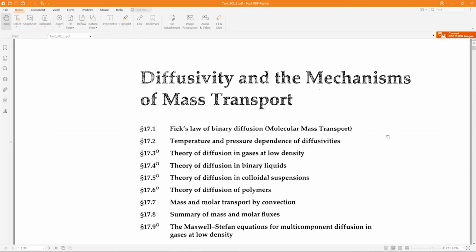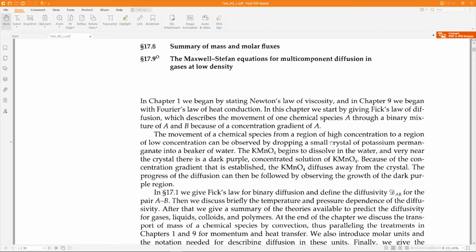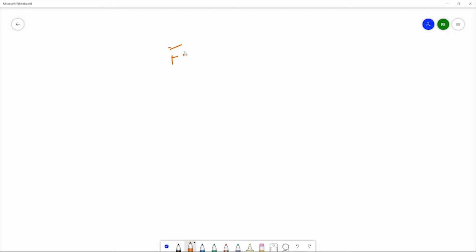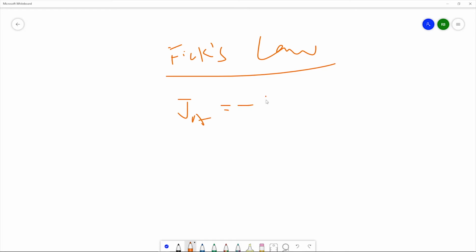So what is Fick's law for binary diffusion? Let's begin. You already know Fick's law. So what is Fick's law? Fick's law is given for mass transfer, right? Generally Fick's law is written as JA = -DAB delta C by delta X. Okay, this is a concentration.